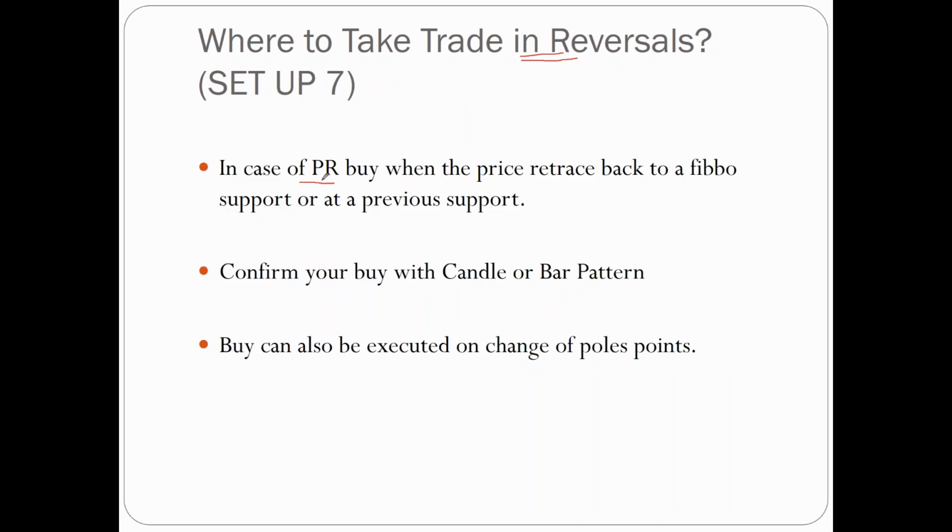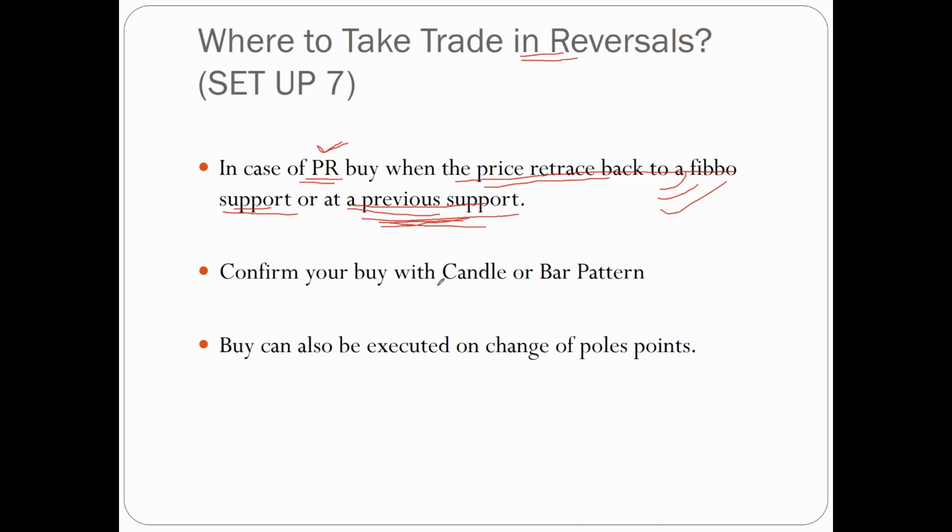In case of a PR, buy when the price retraces back to a Fibo support or a previous support. You can use Fibonacci, you can use swing high, swing low, you can use pivot points, the Woody pivot points, the traditional pivot points, the Camarilla pivot points, the D-mark pivot points, Lucas, Gann lines, anything that you use as support and resistance, trend line. But when you see a PR, wait for the prices to move to the previous support and then buy.